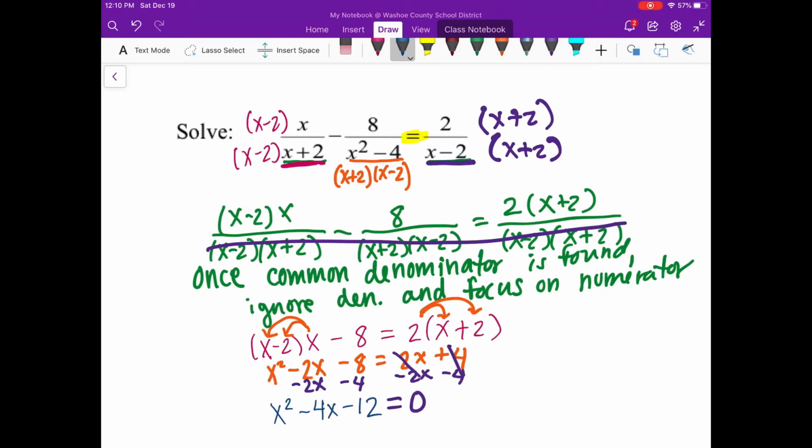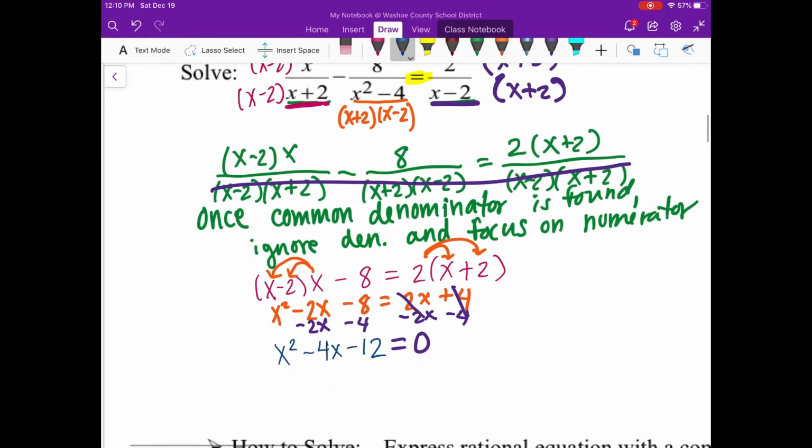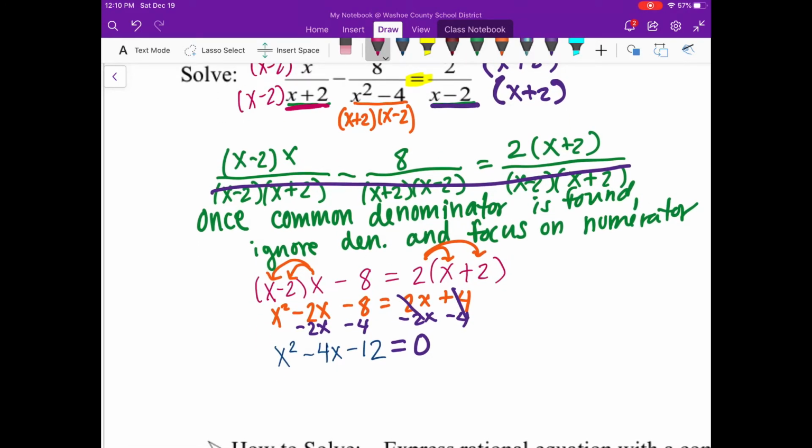That gives me x squared minus 4x minus 12. So think about this, it turns into a quadratic. So you can factor this out. We're going to factor: what two numbers multiply to negative 12, but add up to a negative 4? And so hopefully when you're factoring, you think it's negative 6 and positive 2. Okay, so if I set each factor equal to 0, I get x equals 6 and x equals negative 2. Okay, so what I'm going to do here is I have to go back and check my answer.